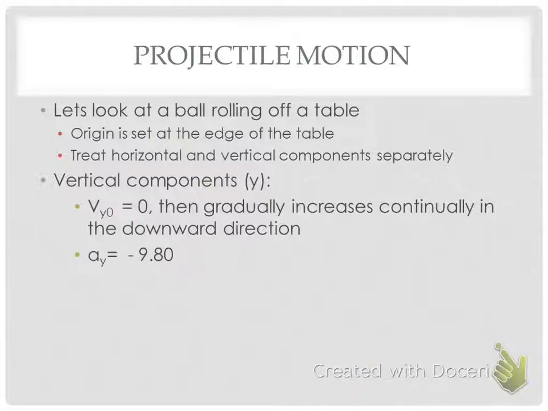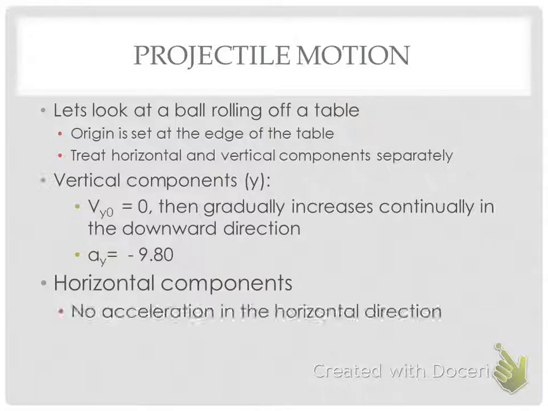Our acceleration in the y direction is negative 9.8. Our vertical acceleration is negative 9.8. We should know that. It's always going to be the case. Our horizontal components now, we're just analyzing all these components separately, and then we'll start looking at it. We have no acceleration in the horizontal direction.